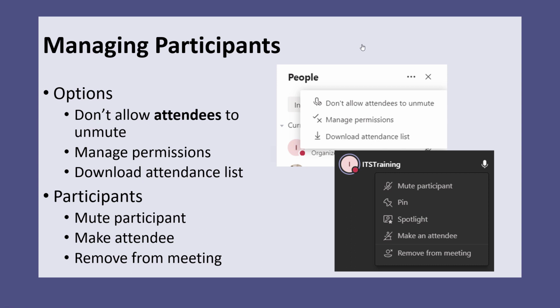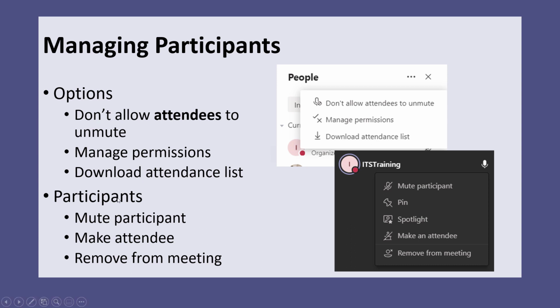So in Teams, you have a lot of different options that you can work with. You have the options for the whole group of people in your meeting, or you have options for individual participants in your list. So some of the options that you have for all of your participants altogether include not allowing attendees to unmute, and this is specifically to attendees.